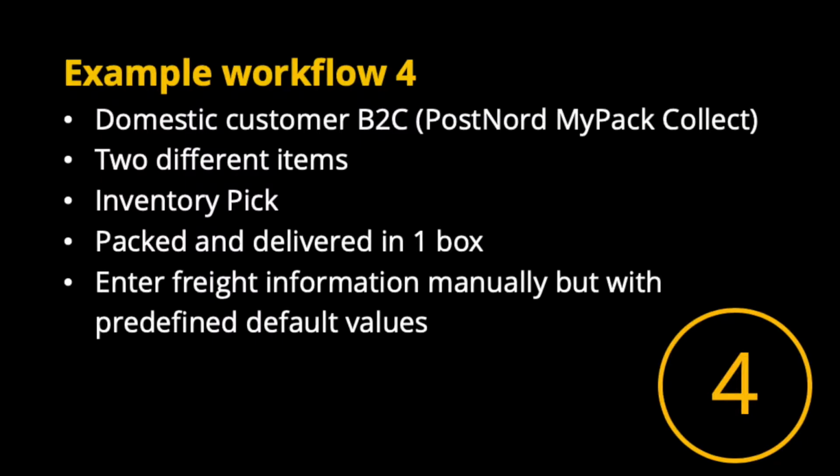This example is based on a domestic business-to-consumer order with two different items, packed and delivered in one box. The consignment is created from Inventory Pick, and the freight information will be registered manually but based on predefined values that can be changed.